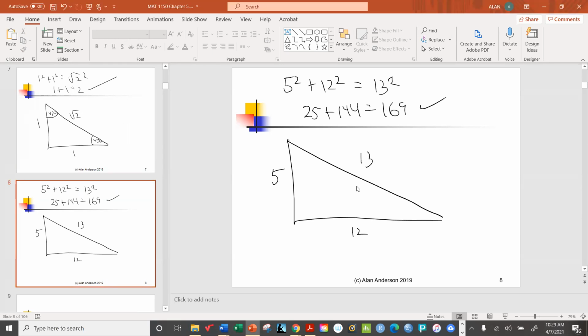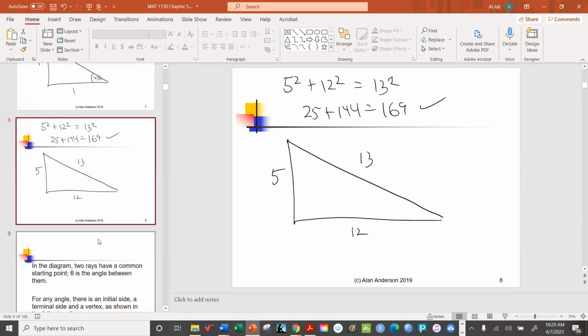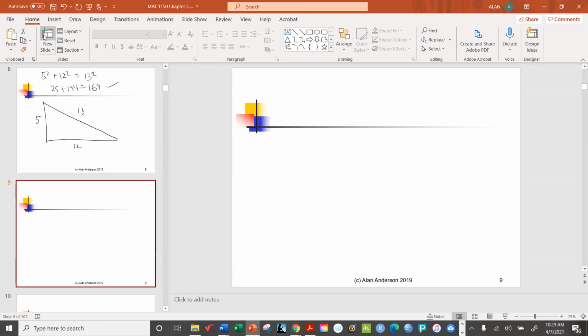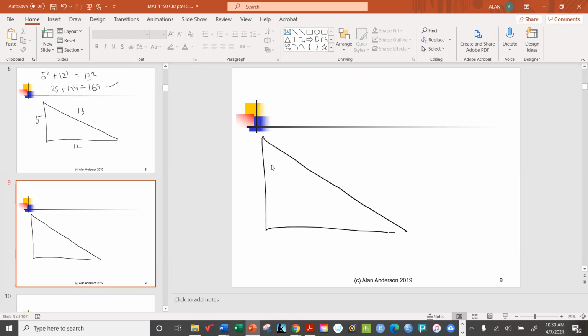Yeah, that one, surprisingly enough, is also one of the ones you might have remembered. 5, 12, 13. No, maybe not. It doesn't matter anymore. What we're interested in here is something a little bit different. So what are we going to do here? Let's take a look at a triangle, which, by the way, does not only apply to right triangles, but it's easier to illustrate it this way.